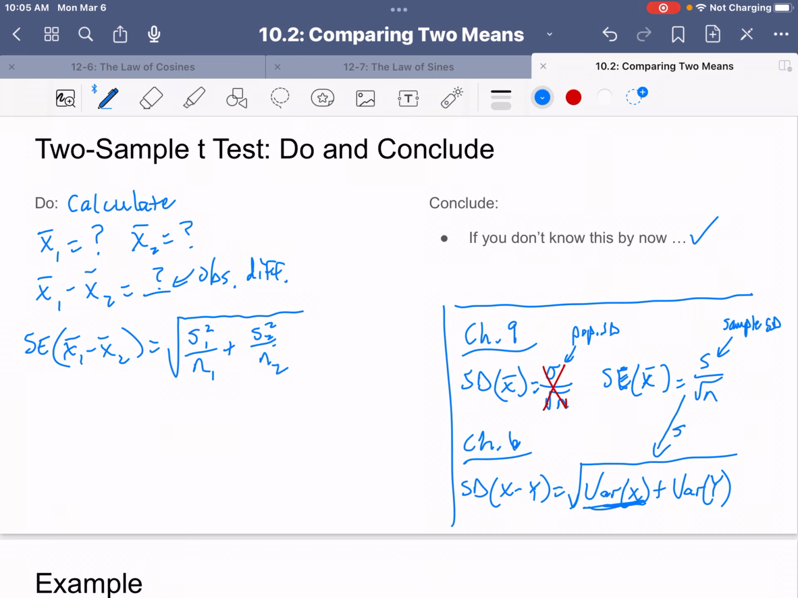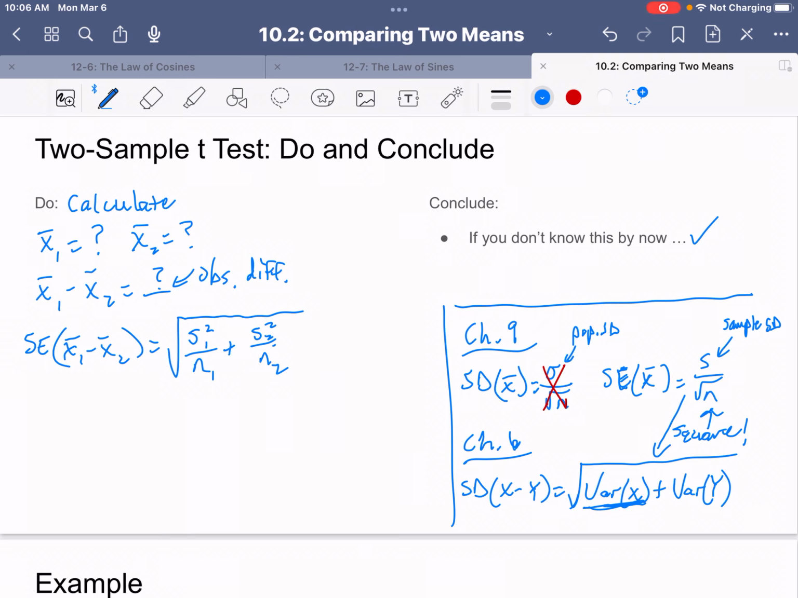So just imagine what I just did there was I squared this above, and that gave me s squared over n. So the variance of x1 bar is s squared over n, and the variance of x2 bar is s squared over n. So you put it together.